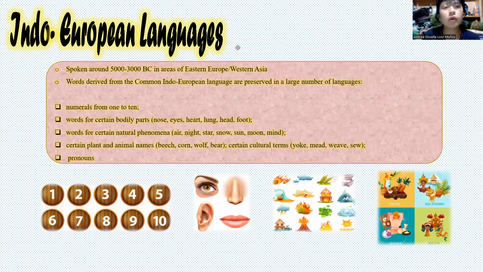Indo-European languages were spoken around 5000 to 3000 BC in areas of Eastern Europe and Western Asia. Words derived from the common Indo-European language are preserved in a large number of languages. We have numerals from 1 to 10, words for certain body parts, for example nose, eye, heart, lung, head, and foot. Words for certain natural phenomena: air, night, star, snow, sun, moon, mind. Certain plant and animal names: beech, corn, wool, beard, and certain cultural terms: joke, meat, whip, seal, and the last one, pronouns.